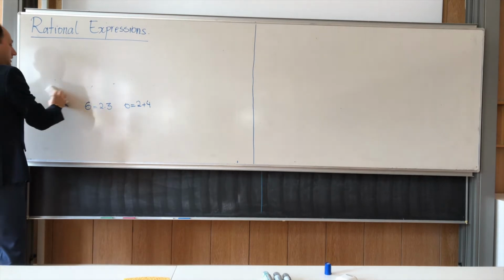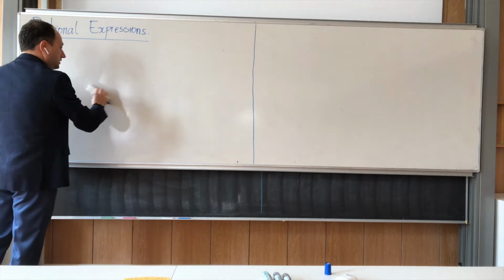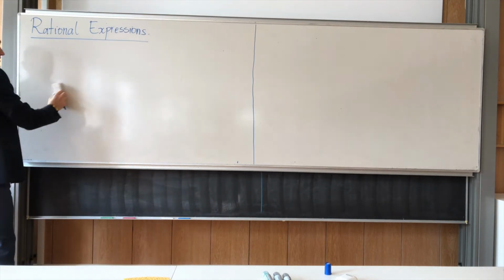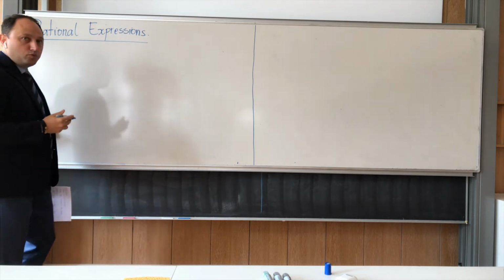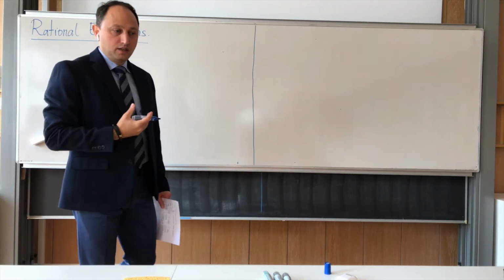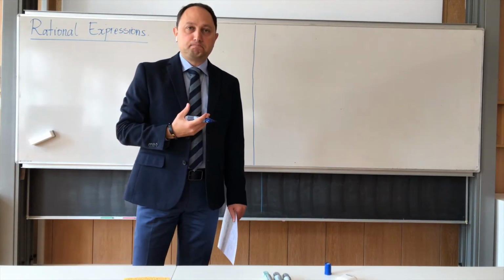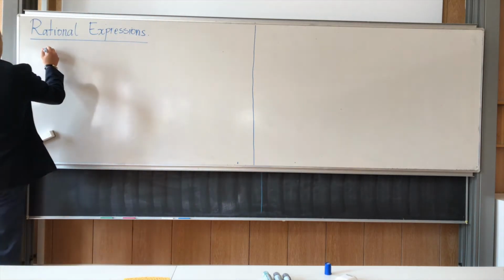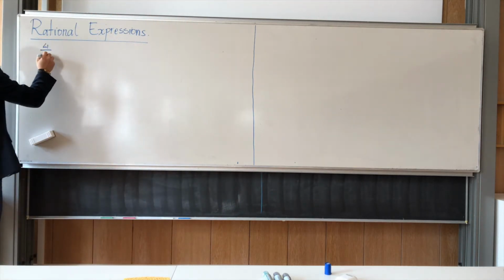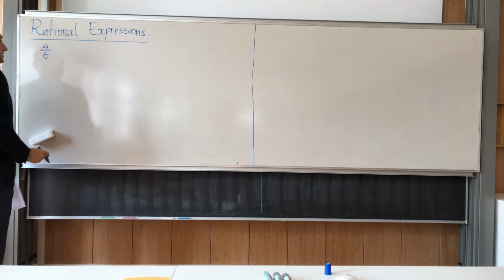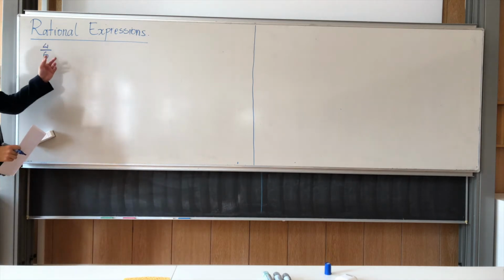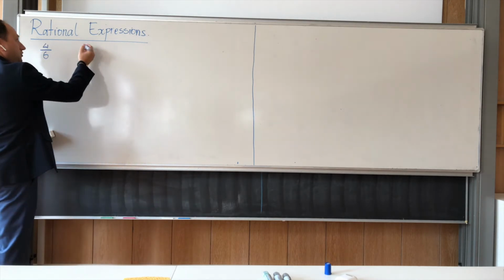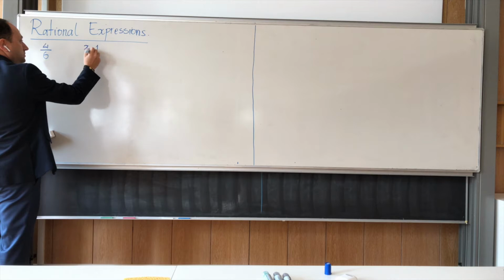So the only thing that is important to remember about a rational expression is the domain of validity of that rational expression. What do I mean by that? When I write 4 over 6, this is always a defined number. I'm dividing 4 by 6.